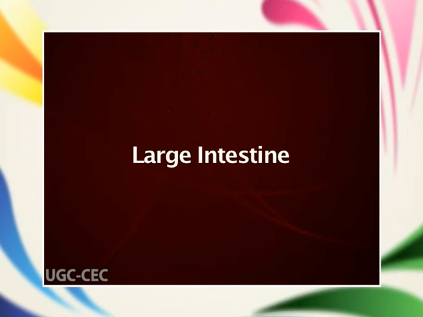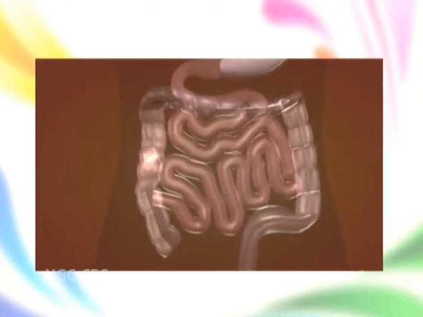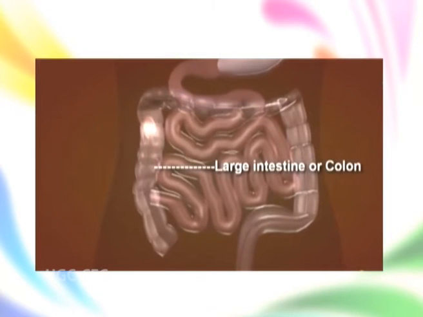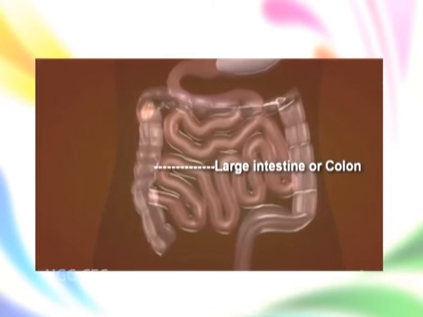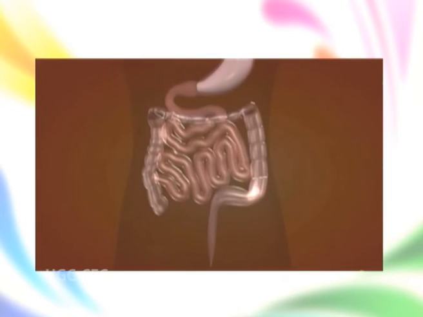Now the large intestine. Large intestine is about 1.5 meter long tube which receives the digestive products from small intestine. After this, most of the water is absorbed, much of which was secreted by the digestive glands in the digestive tract, passing semi-solid feces into the rectum to be expelled from the body through anus.